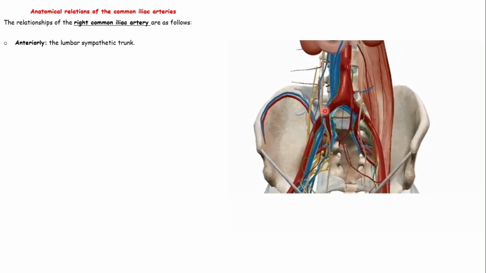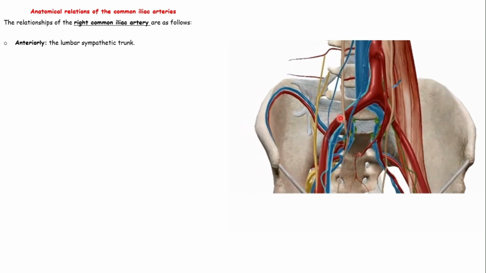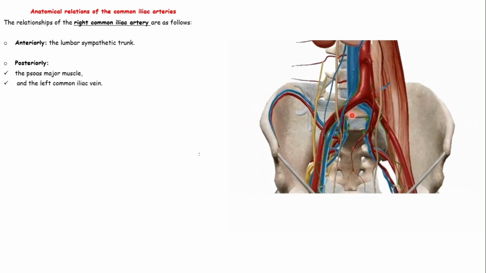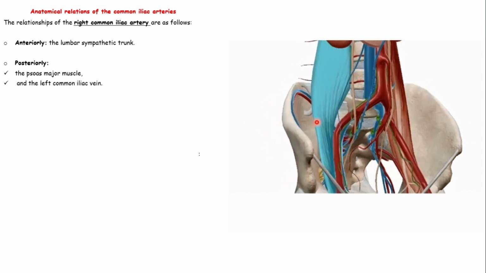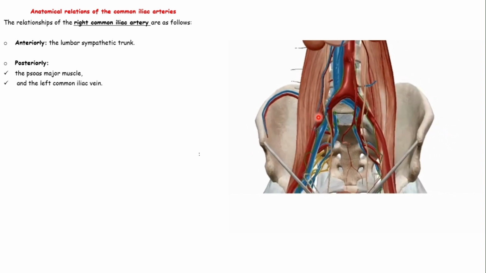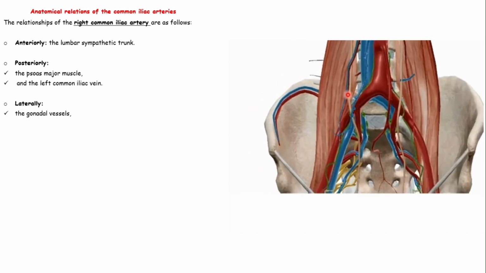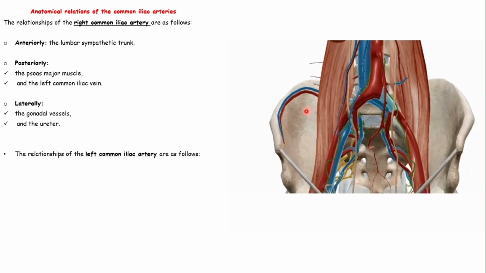The relationships of the right common iliac artery are as follows. Anteriorly, the lumbar sympathetic trunk, the left common iliac vein, and the psoas major muscle. Laterally, the gonadal vessels and the ureter.